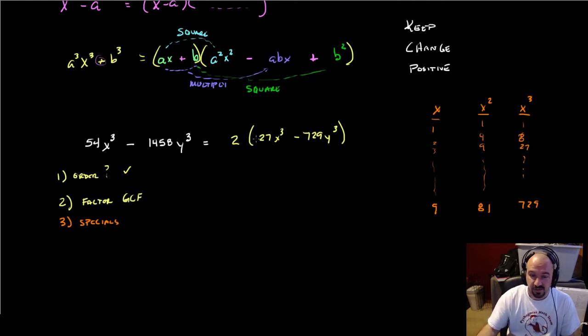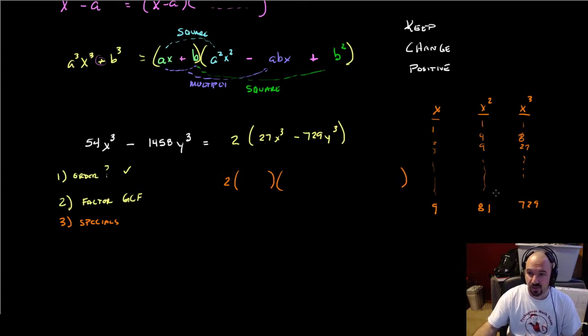So we're checking for specials. So we look at this. 27 is a cube. 729 is a cube. It's the difference of cubes. We're good. We can go ahead and factor this out. And so I create a small one and an exaggeratedly large one.